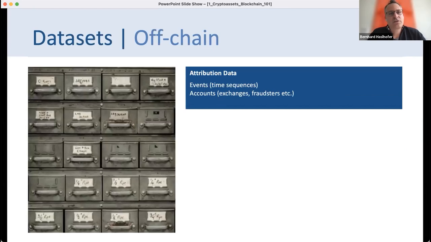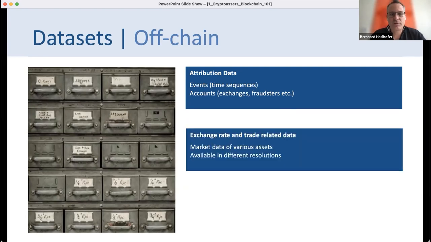Then when we look into off-chain data, there are also several important data sets. First of all, so-called attribution data. This data is used for associating, for instance, Bitcoin addresses that are per se anonymous or pseudonymous with information about the real-world actor. For instance, the name of an exchange that controls a certain Bitcoin address. So this is important information to associate patterns observed in the chain with the real world.